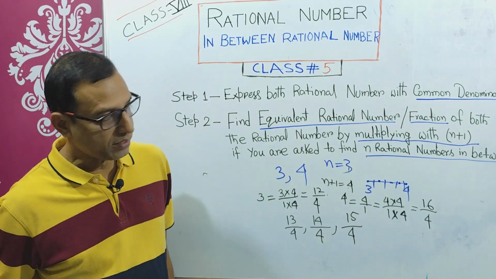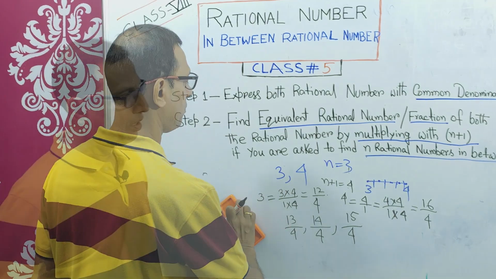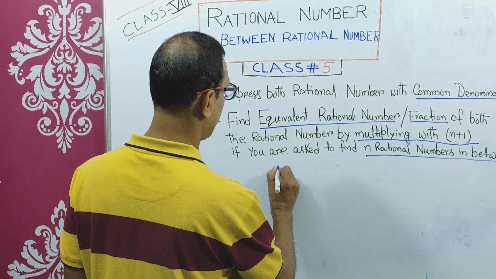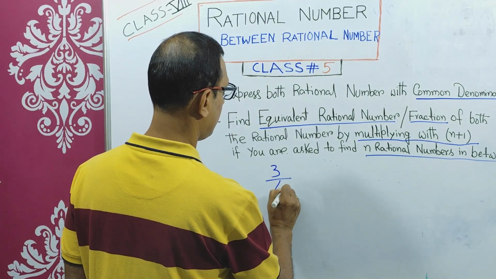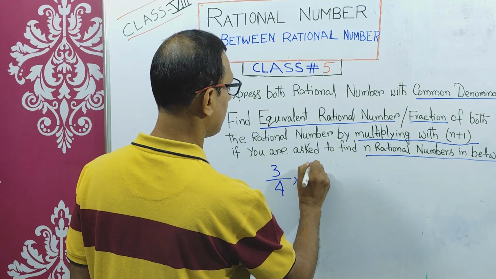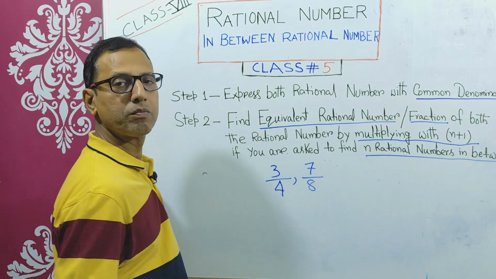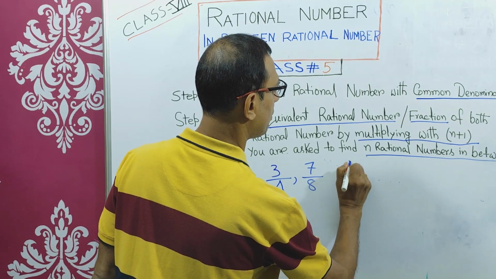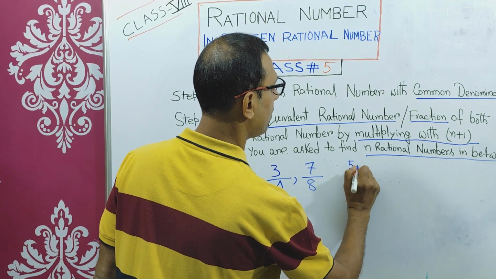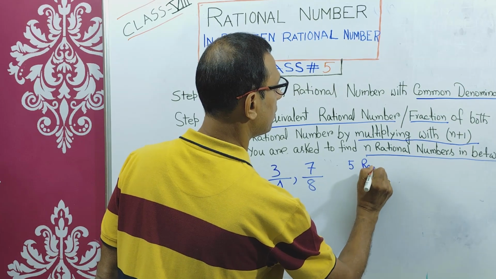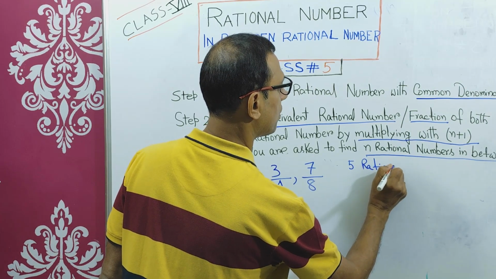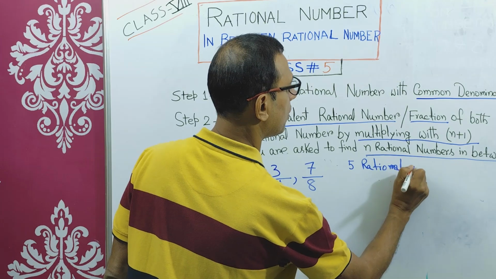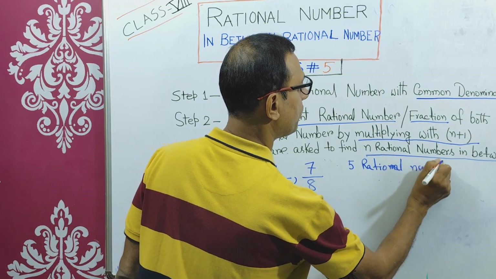Right? I will make now another example. You need to find out 5 rational numbers between 3 by 4 and 7 by 8. 5 rational numbers. You need to find 5 rational numbers in between.